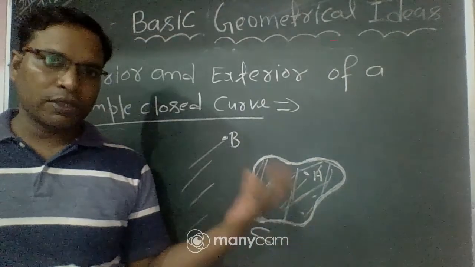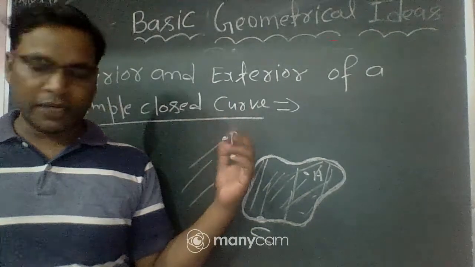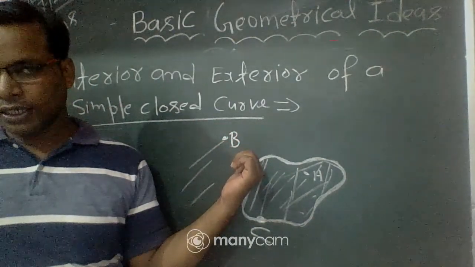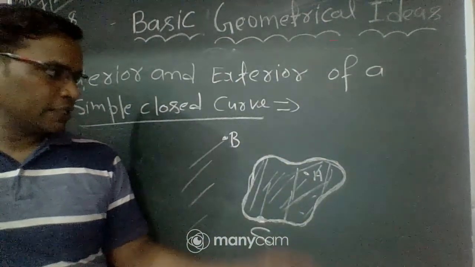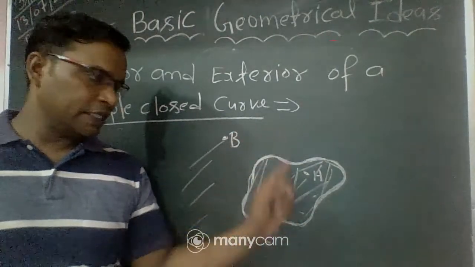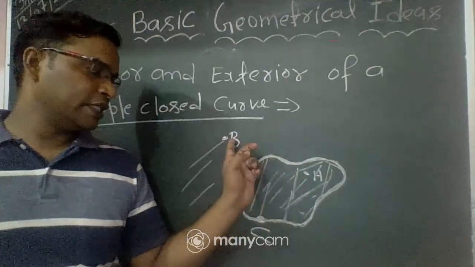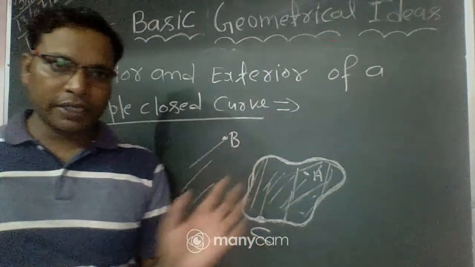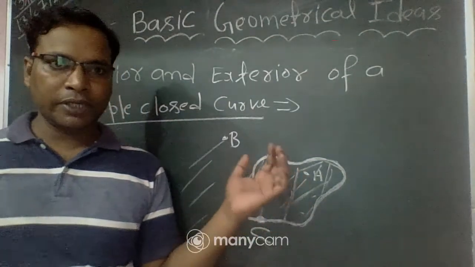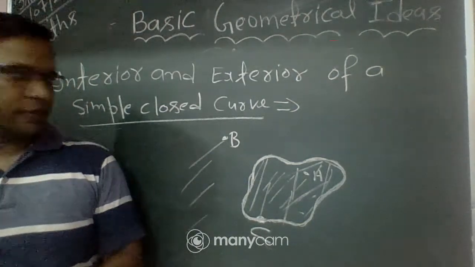Any closed curve divides the region of the plane into three parts. This is a closed curve. It divides the region of the plane into three parts: the first part is the interior, the second is the boundary, and the third is the exterior. The boundary and the interior together are called the region of the curve.